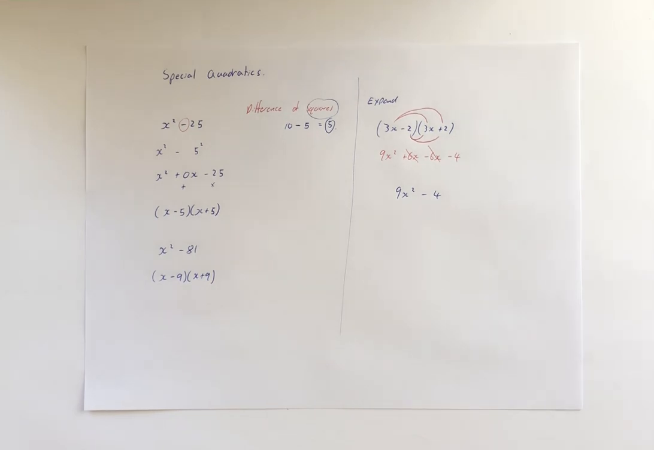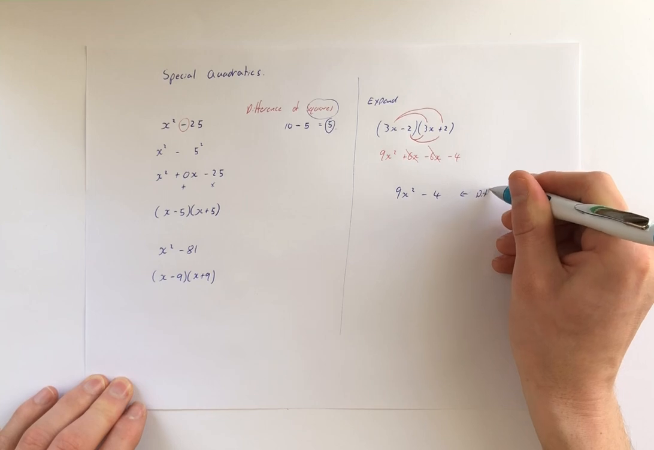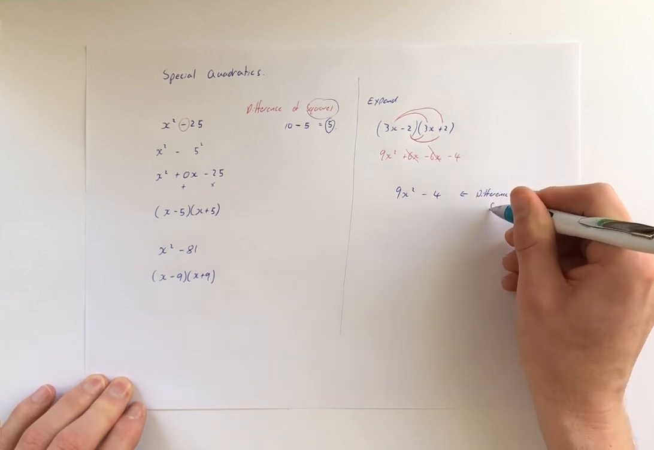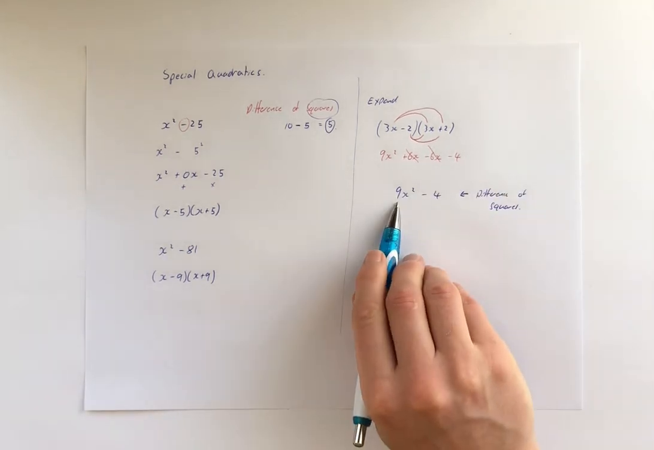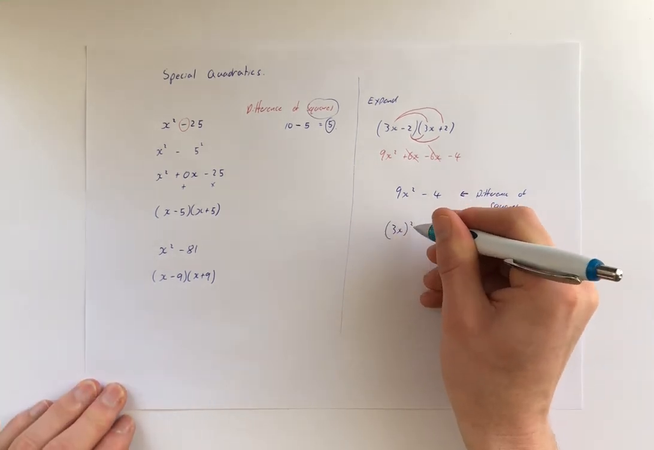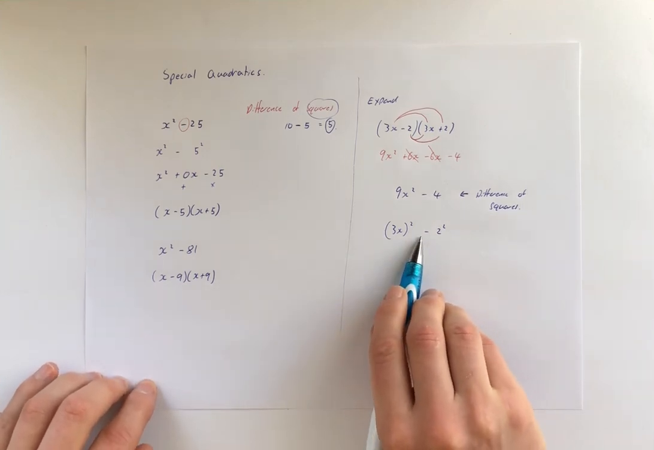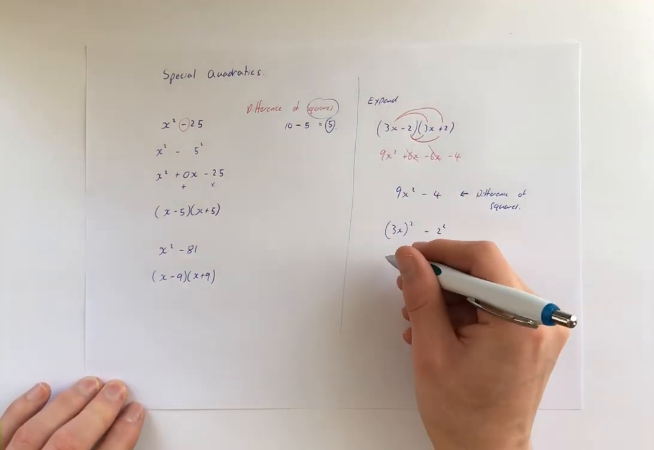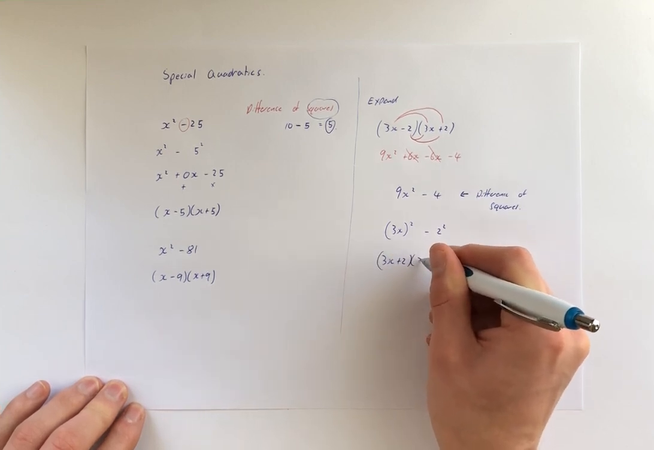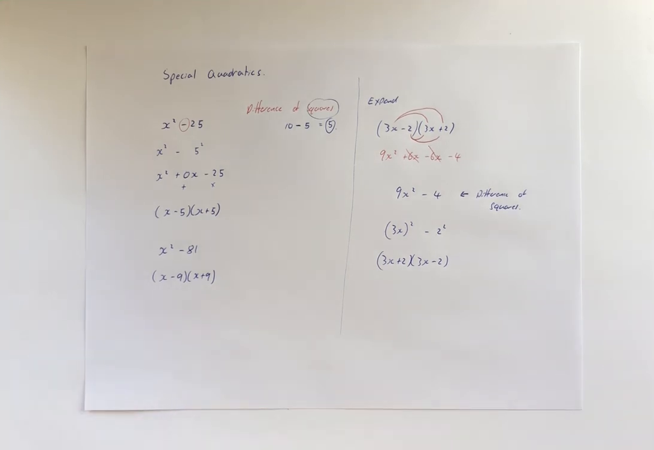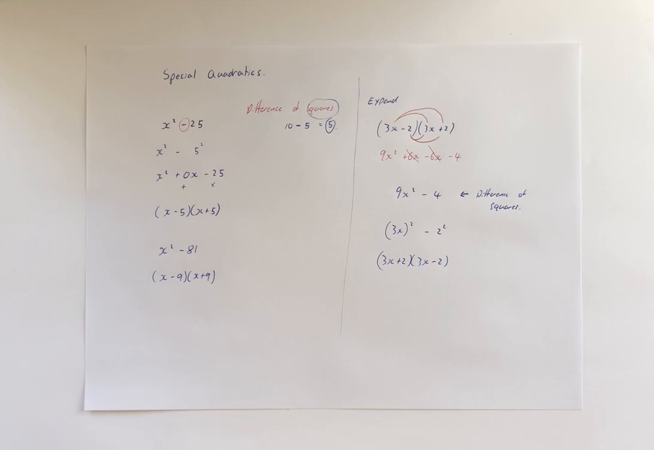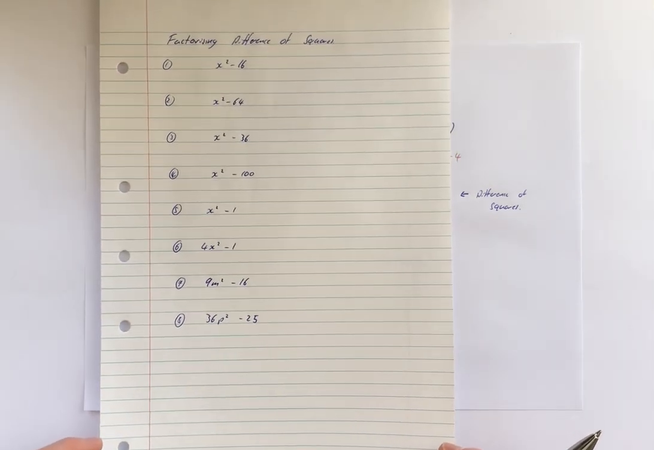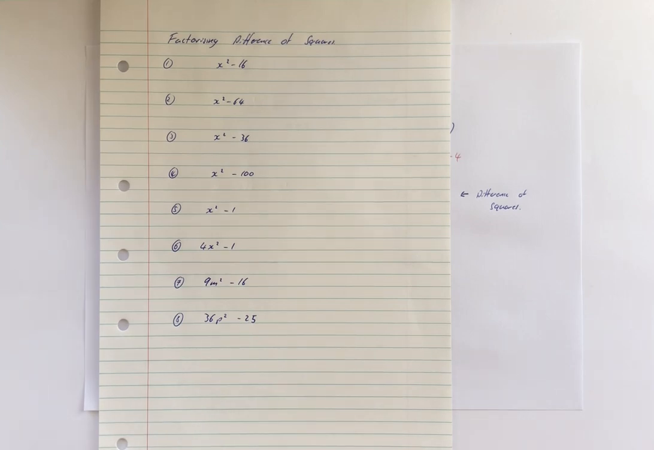So 9x squared minus 4 is actually a difference of squares, because we've got 3x all squared and we've got 2 squared. So we've got the difference of 2 squares. You can see how that becomes our two brackets. 3x plus 2 and 3x minus 2. Easy as. Okay, I've got for you 8 difference of square questions. So if you want to pause the video, maybe make a note on that. You might want to now pause the video and give these 8 questions a go.